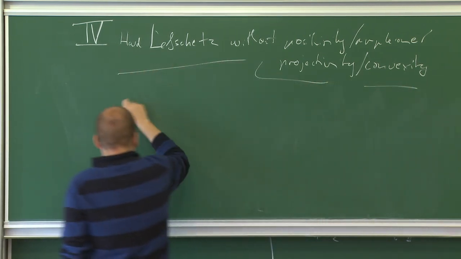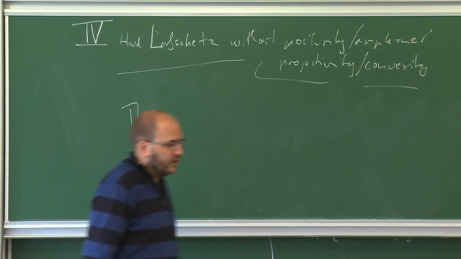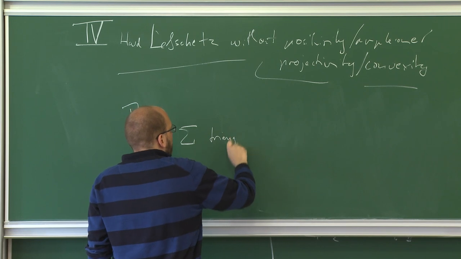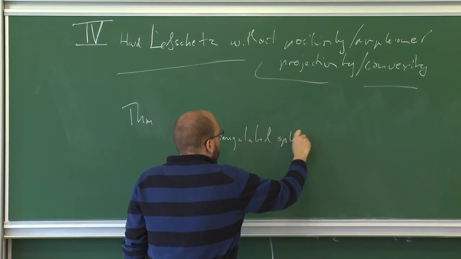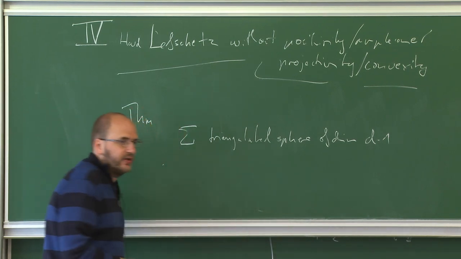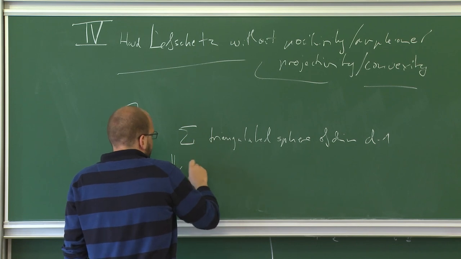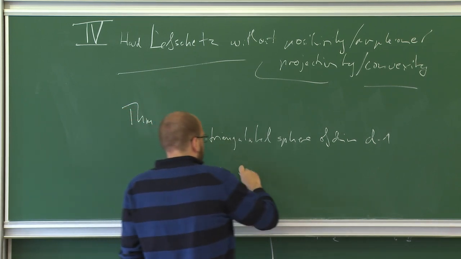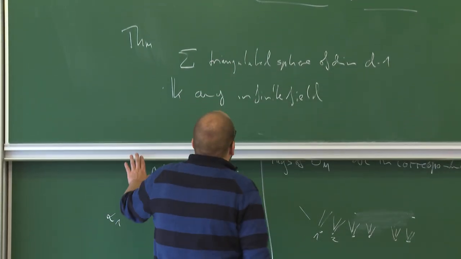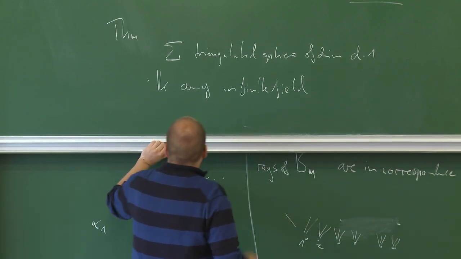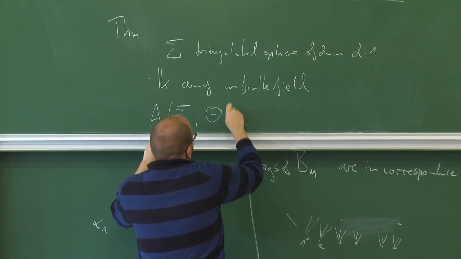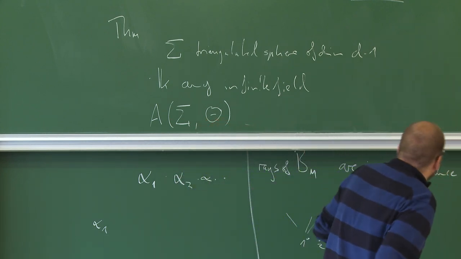All right, and the theorem that I will focus on is the case of sigma, a triangulated sphere of dimension d minus 1. And now the first difference is I will allow any field, so K any field. I will just impose that it's an infinite field. And then I consider the ring A sigma, right? And this is parameterized by this linear system of parameters theta.